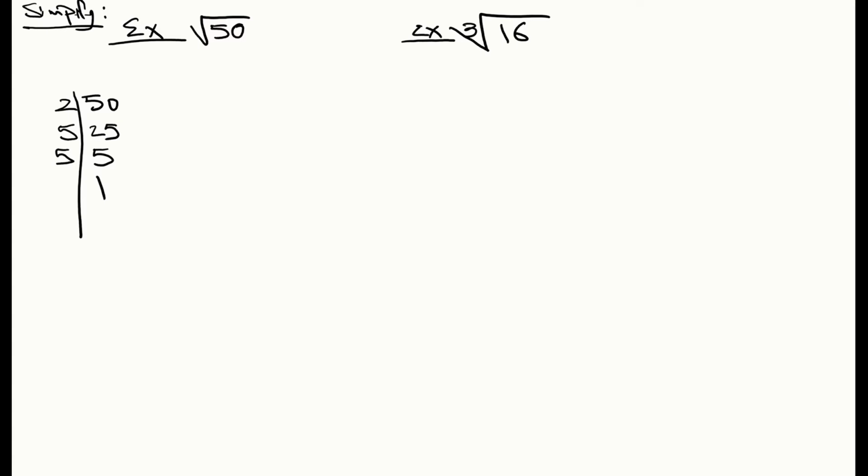So we can see this time that we can rewrite the square root of 50 as the square root of 5 squared times 2, which we can then break up as the square root of 5 squared times the square root of 2. So we end up with 5 radical 2.